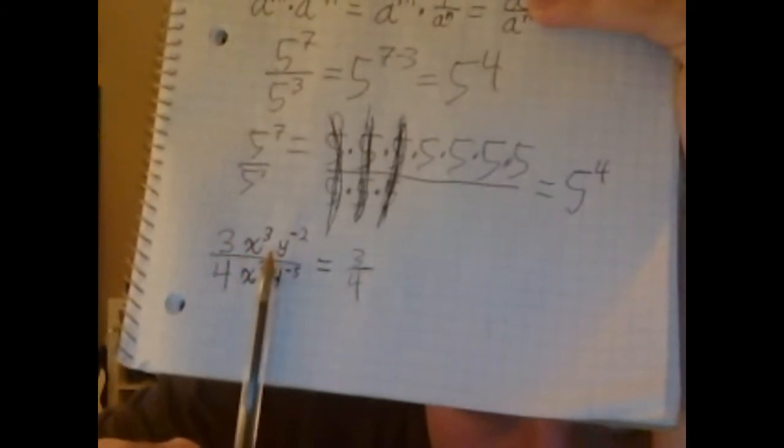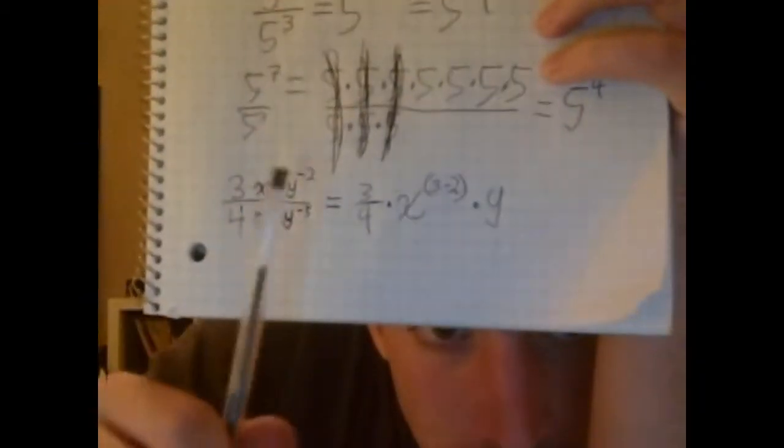We're going to say that 3/4 is 3/4. This x cubed over x squared becomes x to the 3rd, or x to the, in parentheses, 3 minus 2, right? Times x to the 3 minus 2. And then we're going to say y, so this x, here, I'll just solve it out.